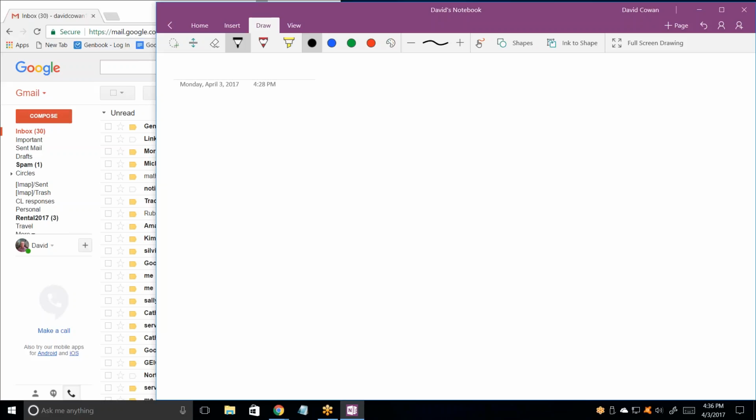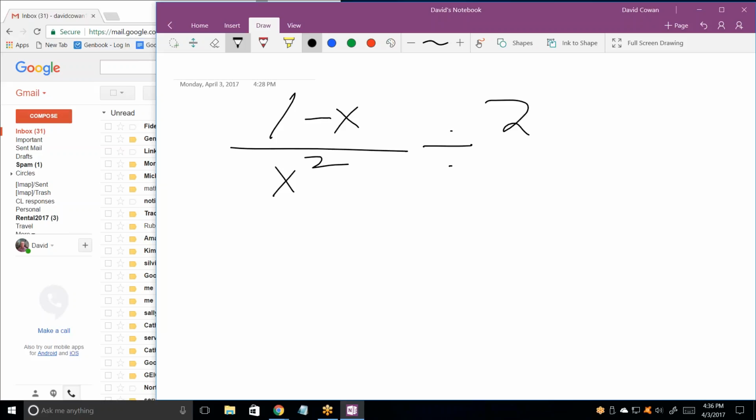But here's one problem that we can go over, and it's (1 minus x) over x squared, divided by (2x squared plus x minus 3) over (2x squared plus 3x). And it's written like this, right? Yeah.